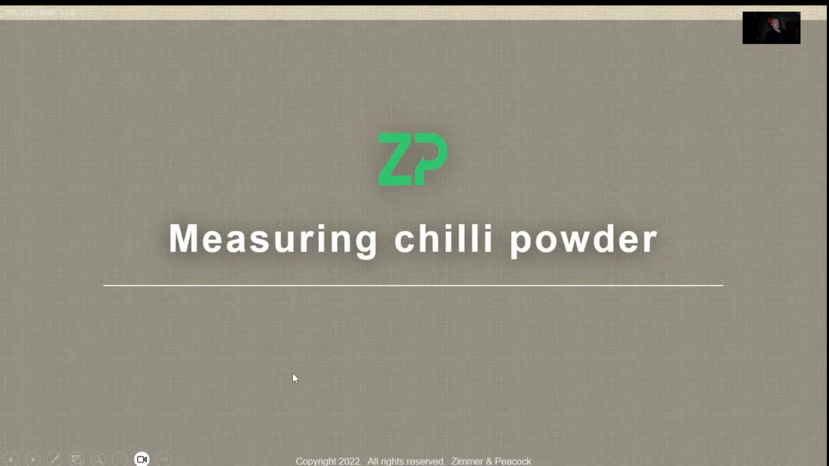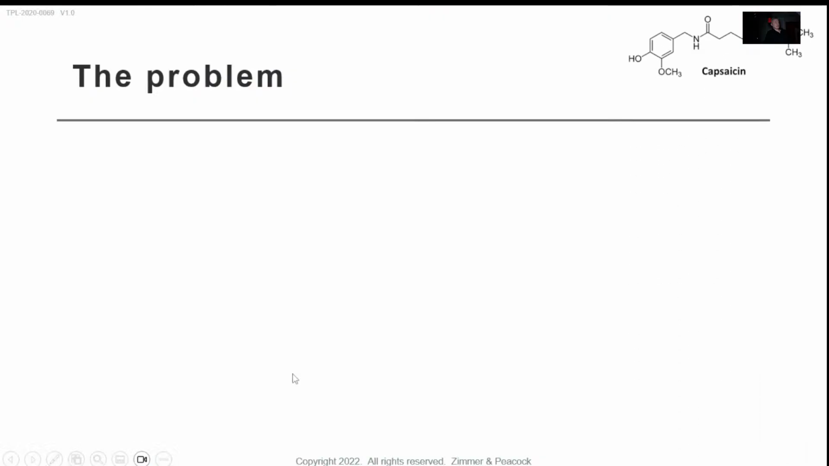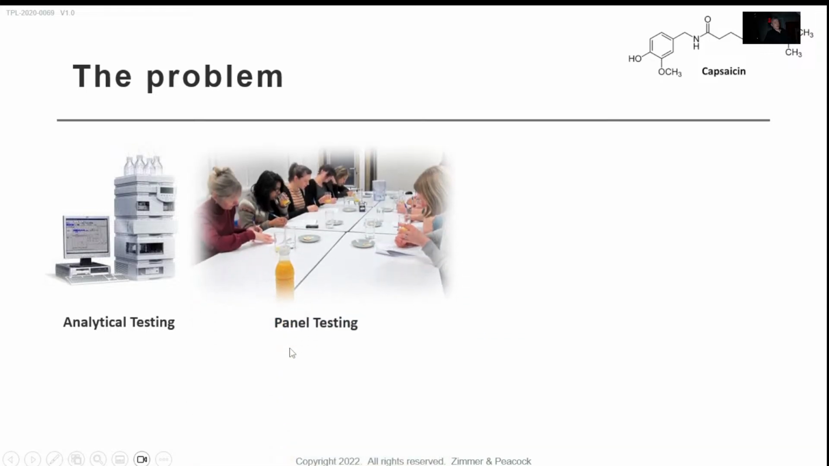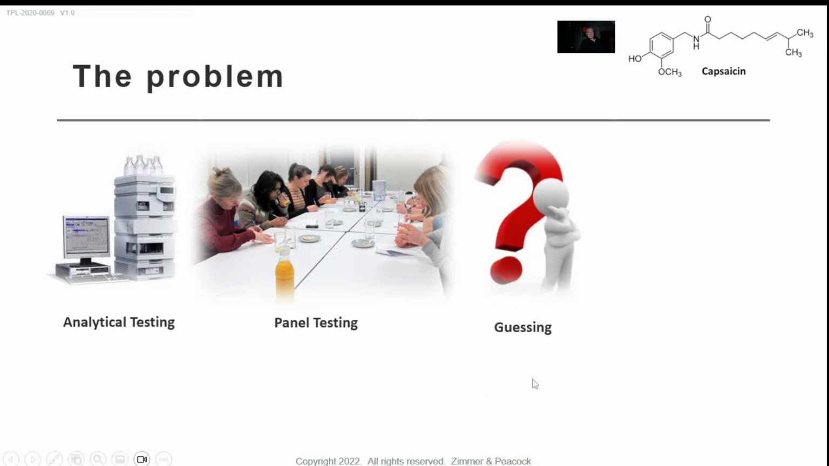So let me dive into it and say that the problem that we're solving with FoodSense, especially FoodSense Generation 4, is that, these are some old slides, but I'm going to re-talk about the problem that we are solving, which is if you want to know the hotness of a chili sample, you're basically trying to measure the capsaicin, and the analytical methods are the HPLC method, panel testing, guessing, and FoodSense.